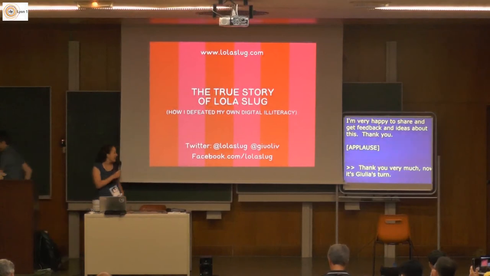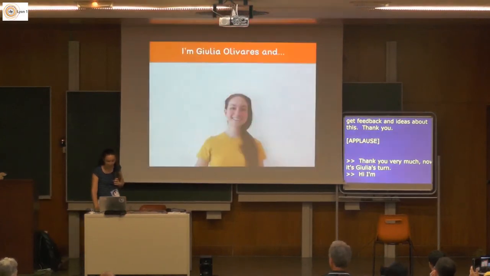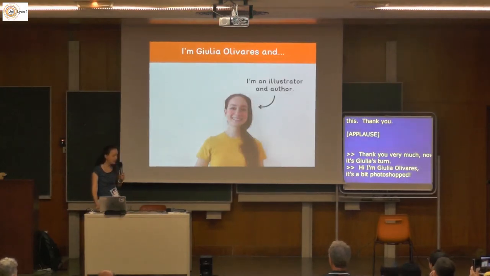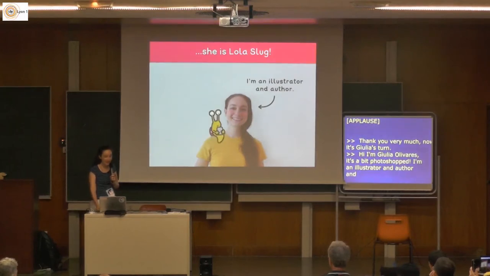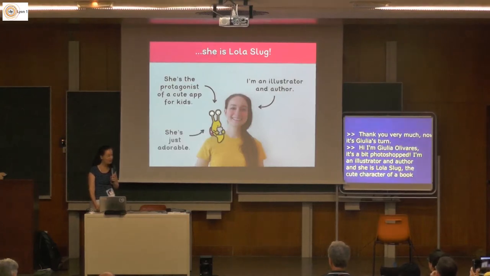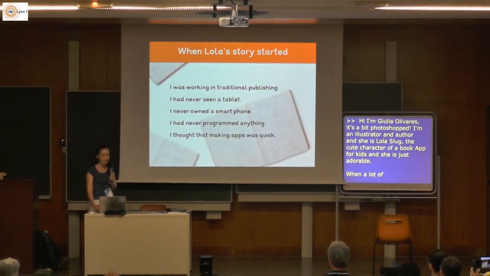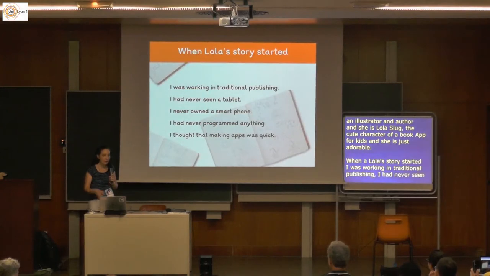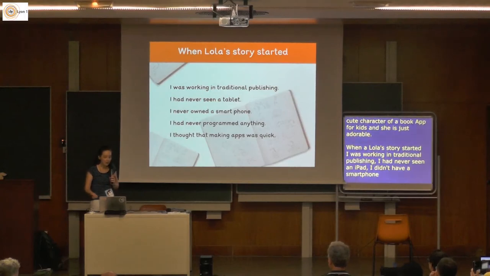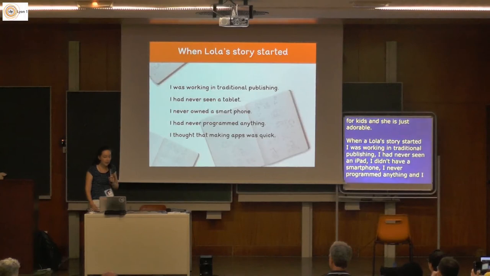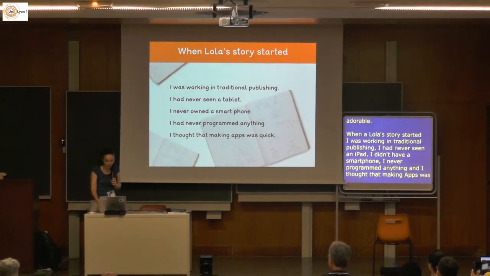Thank you. Hi, I'm Giulia Olivares. It is a bit photoshopped. I'm an illustrator and author, and she is Lola Slug, the cute character of a book app for kids, and she's just adorable. When Lola's story started, I was working in traditional publishing. I had never seen an iPad. I didn't have a smartphone. I never programmed anything, and I thought that making apps was quick and cheap.